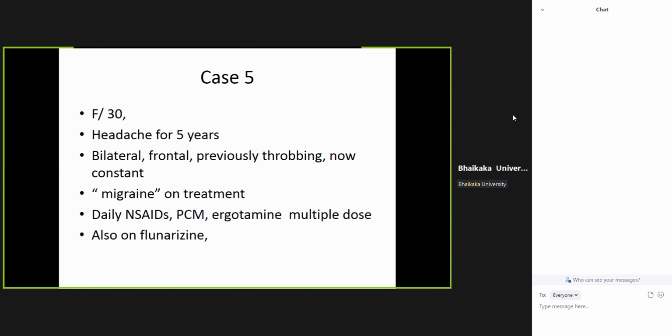Case 5, 30-year-old female, headache for 5 years. It is bilateral, frontal, progressively throbbing, now constant. Migraine on treatment, daily painkillers, PCM, ergots, multiple dosages. Also flunarizine, which is a drug used in the psychiatric conditions. So now we would understand this is a medication overuse headache. She was known to have migraine for 5 years and she is frequently taking painkillers and her headache is worsening. It is becoming constant headache now. So we stopped the medications and patient improved in next 3 months.